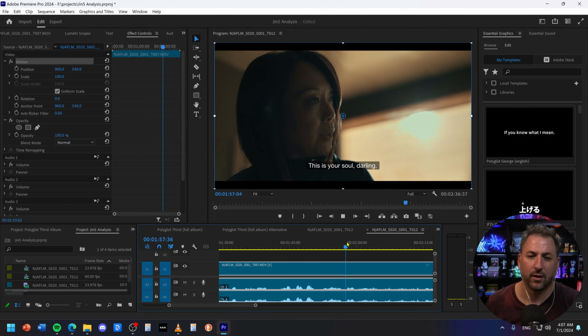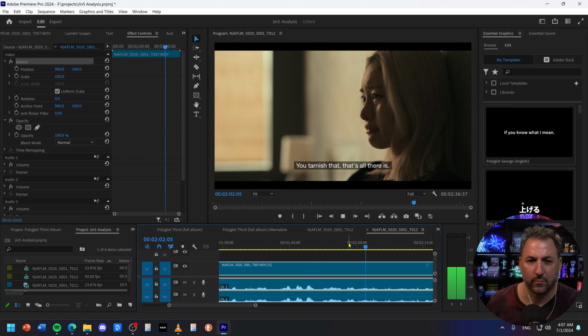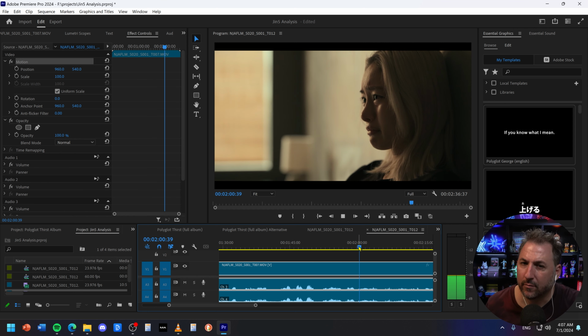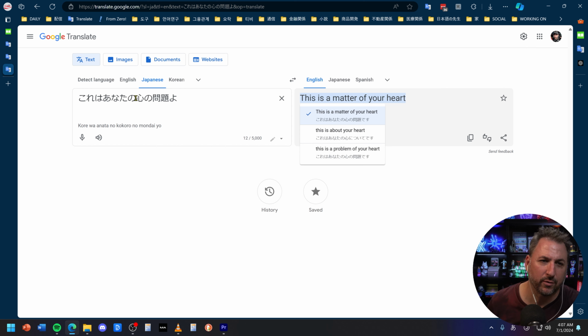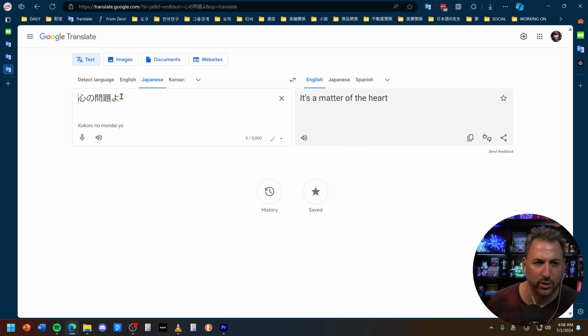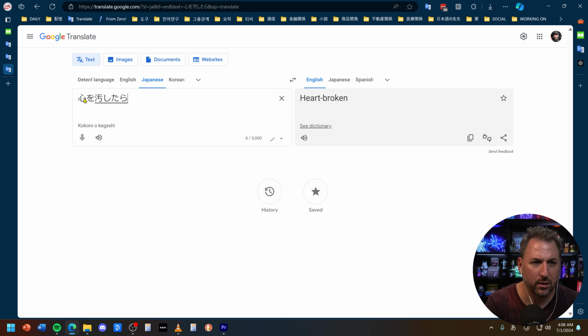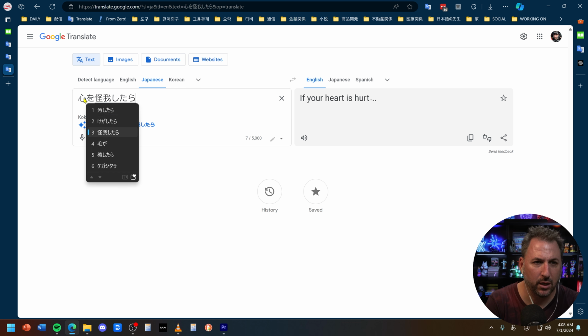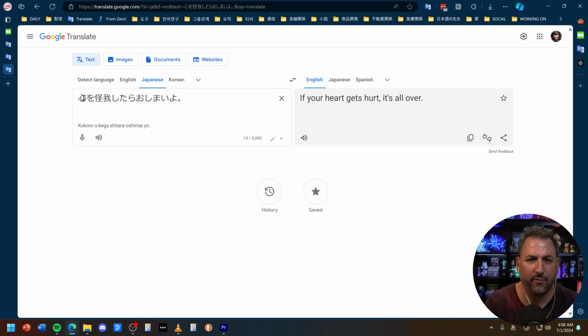娘を恥じること。あなたの心の問題よ。これを怪我したらおしまいよ。これを怪我したら, meaning the heart. So let's say 心を怪我したら. Let's go with that. 心を, because there's no context without that. を怪我したら. 怪我したら, it's the end. おしまいよ. If your heart gets hurt, it's all over. Exactly.